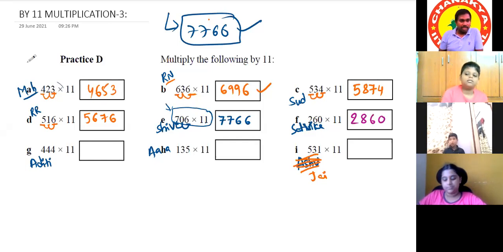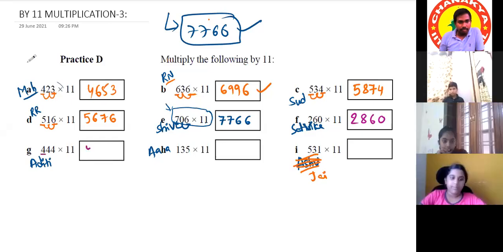Very good. Aditi. Yes, sir. So we'll keep 4 as it is. 4 plus 4 is 8. Then again 4 plus 4 is 8. The last digit 4 we will keep as it is. Okay. Ahana. Sir, 1 as it is.